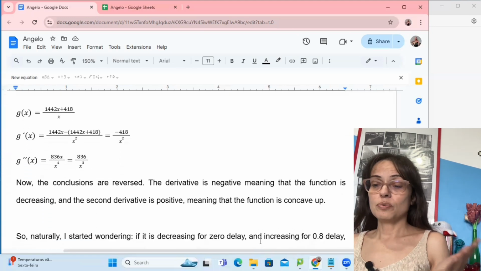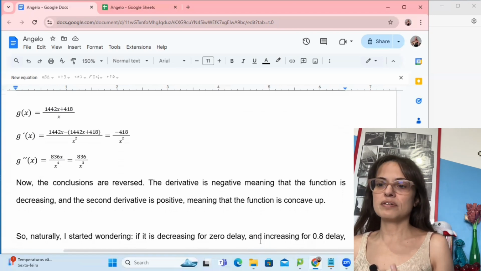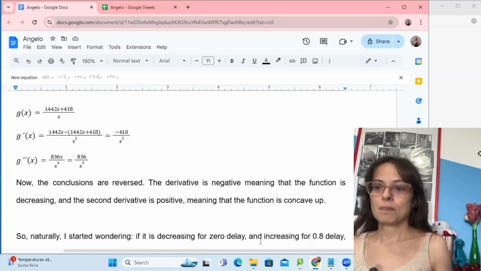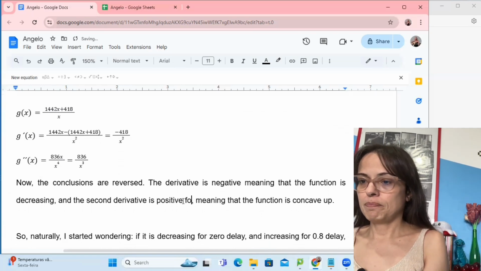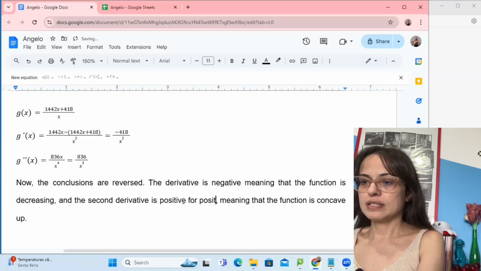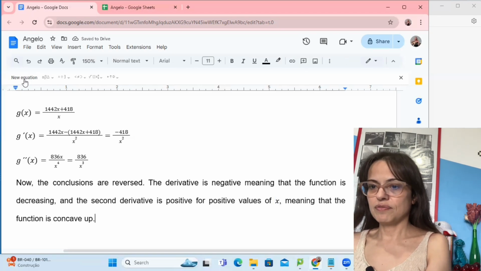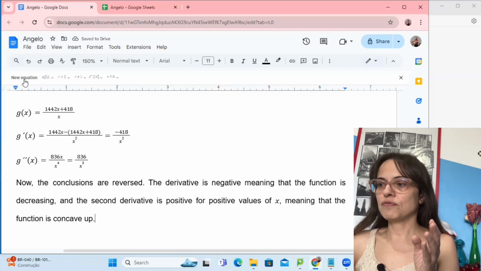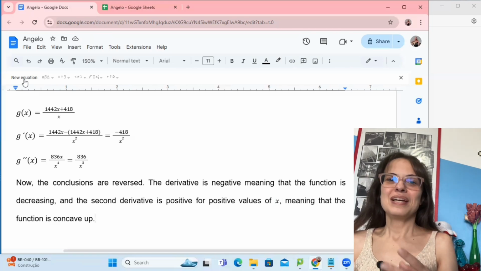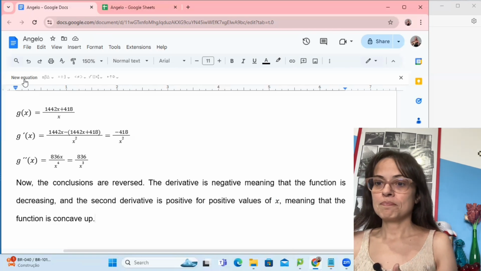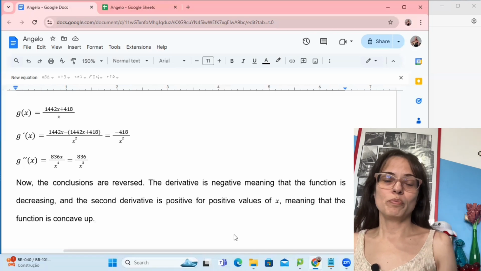The conclusions are reversed. The derivative is negative, meaning that the function is decreasing. The second derivative is positive, meaning that the function is concave up. Well, I should say that the second derivative is positive for positive values of x, because that's the part of the picture that we are looking at. I mean, the negative x's are not going to matter for Angelo, but it matters for my understanding of math. Now is a crucial moment here.